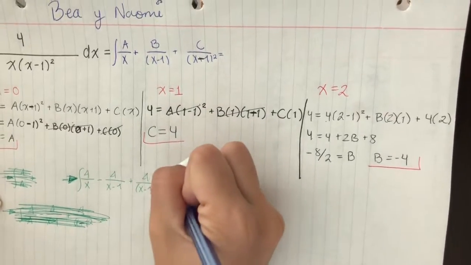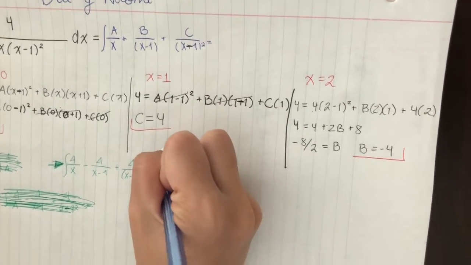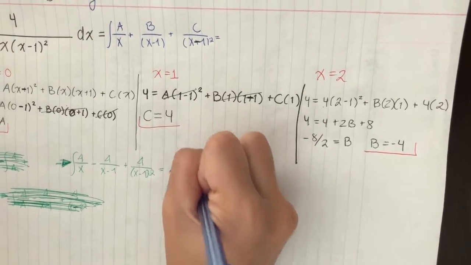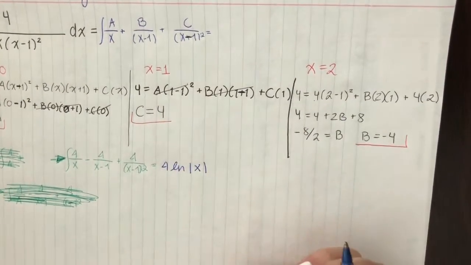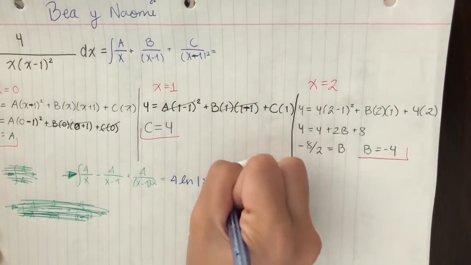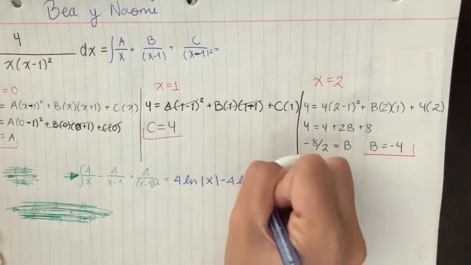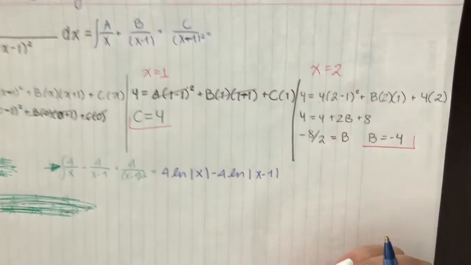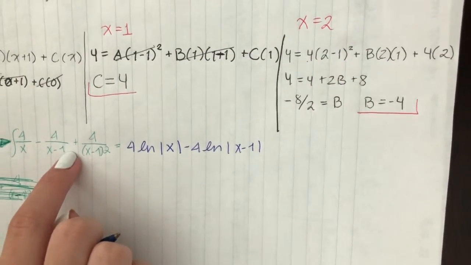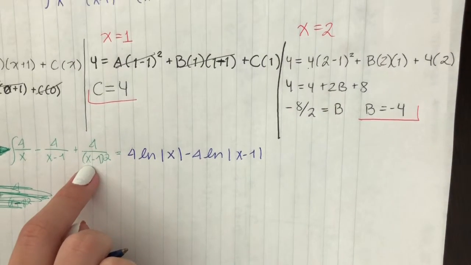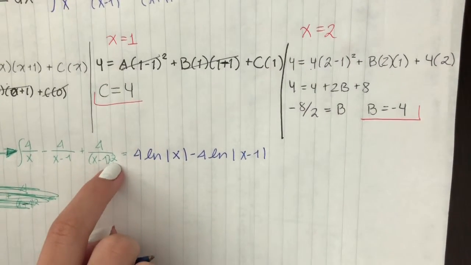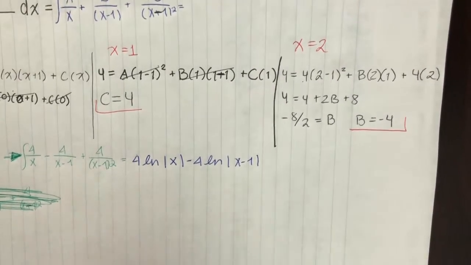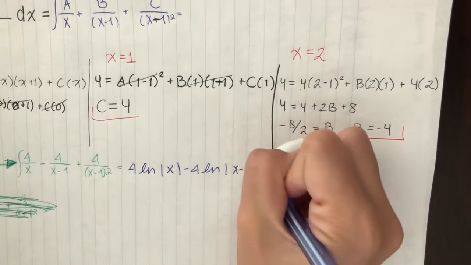So, it's going to be like this. 4 ln absolute value of x minus 4 ln absolute value of x minus 1. And then in here we need to put in the numerator the denominator with our exponent negative, and then we do a power rule, and that's going to be like this.